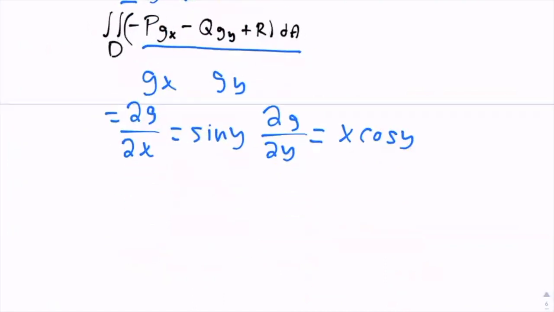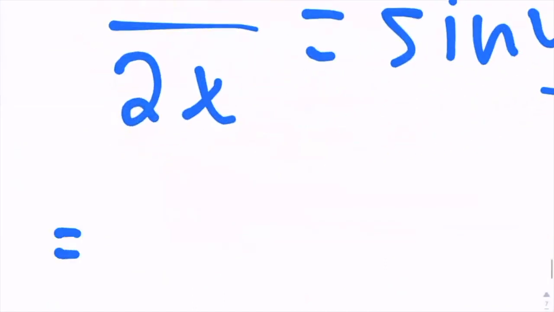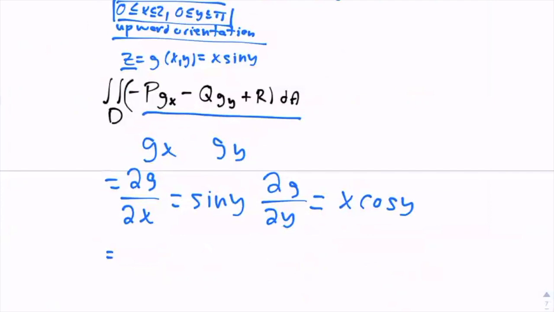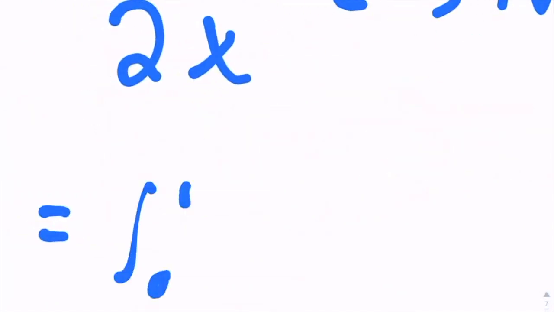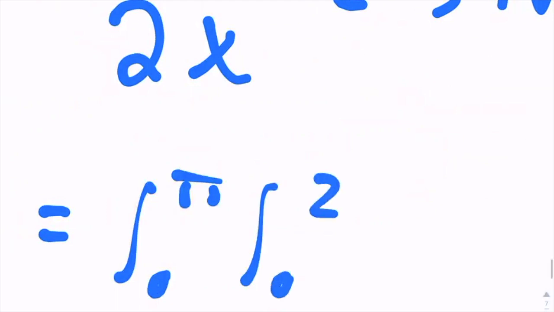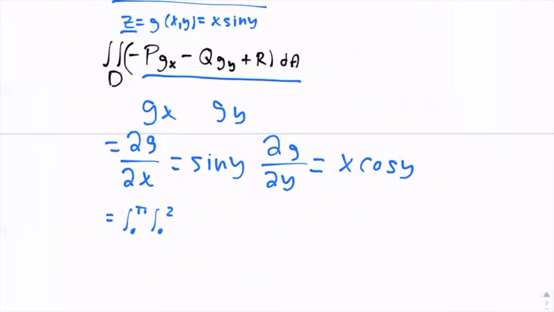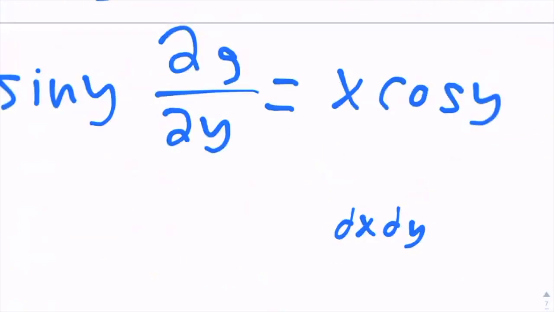So let's plug in our values into this equation. First, let's start with our dA and our bounds. The way I want to solve this personally is dx dy, so y is going to come second and x is going to come first. Then we can just put our dx dy over here.